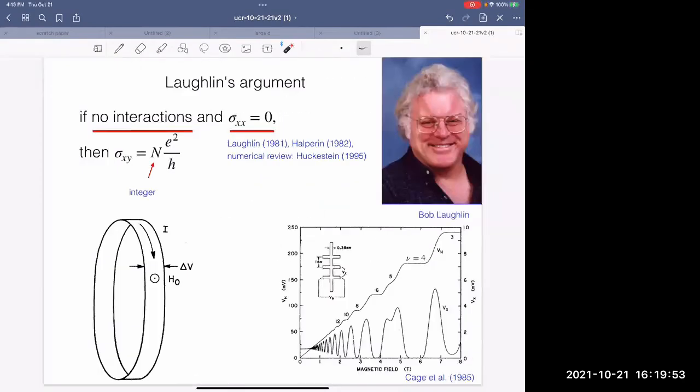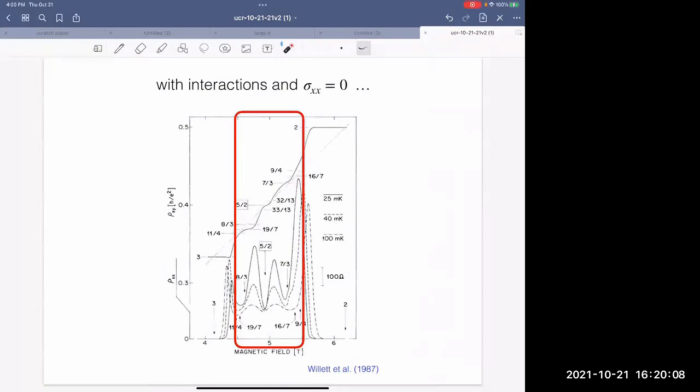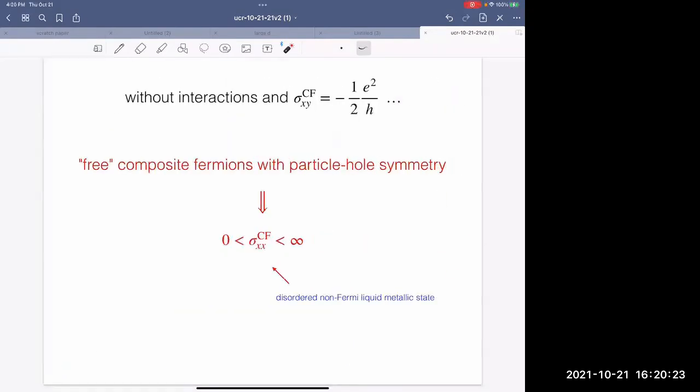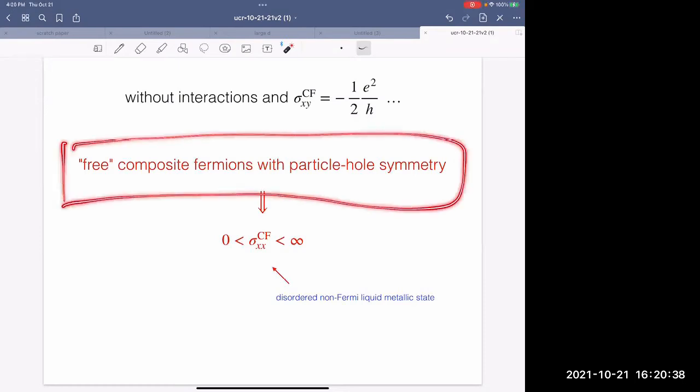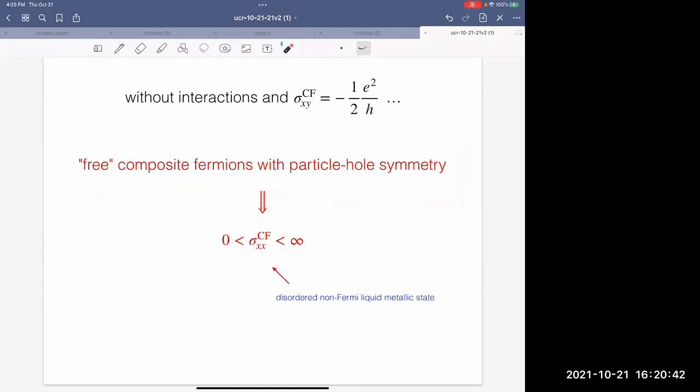Now, there's two ways to violate the assumptions of Laughlin's argument. We can either add interactions or add some conductivity to the system. The first option, at vanishing conductivity, is found actually in so-called higher Landau levels at this 5/2 state. On the other hand, without interactions and with this half Hall conductivity, the contrapositive of Laughlin's argument implies that these free composite fermions cannot be localized. They cannot form an insulator. Rather, they form some sort of non-Fermi liquid metallic state.